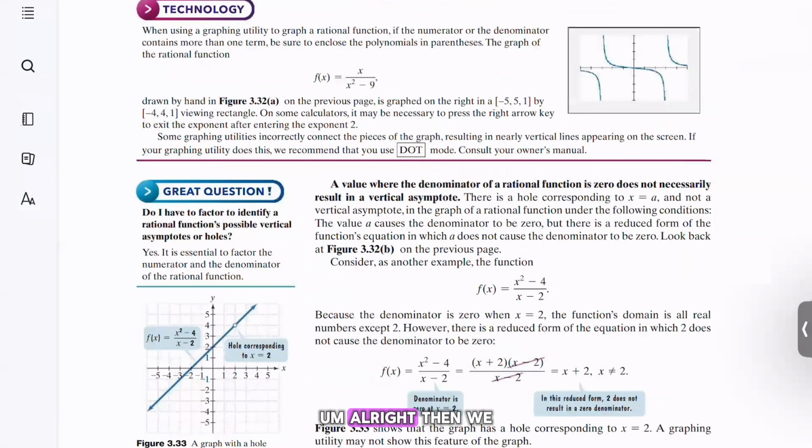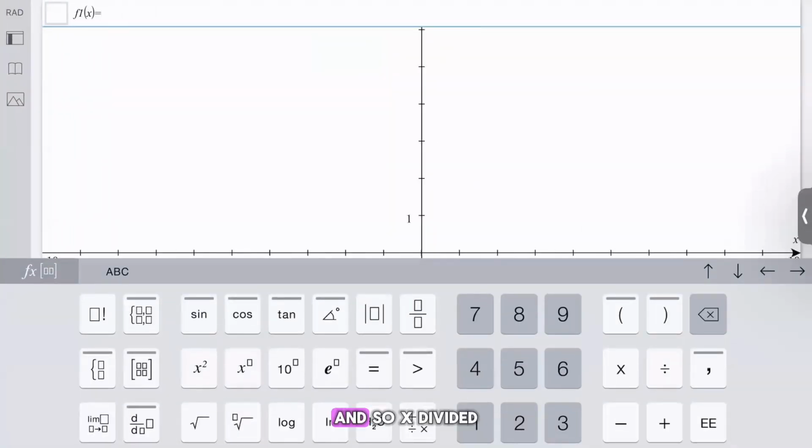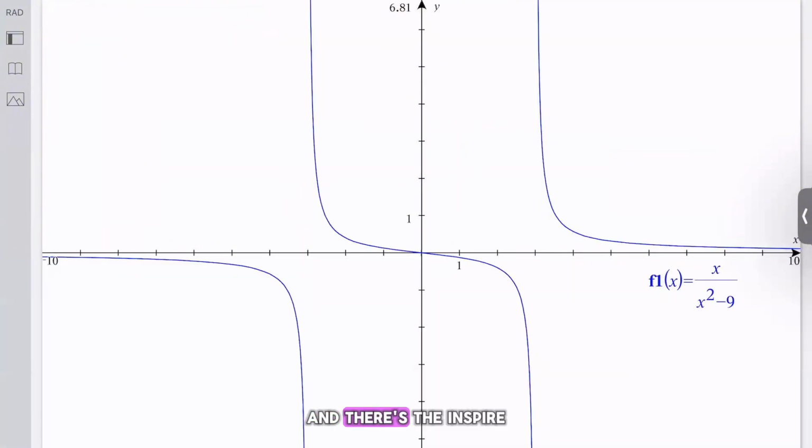All right. Then we have some technology. I don't know, I'm gonna try it. I have the Inspire on this iPad. Let me see what happens. Okay, so we're gonna try the graph. X divided by X squared minus 9. Oh man, put a capital X. We don't want lowercase. And there's the Inspire.